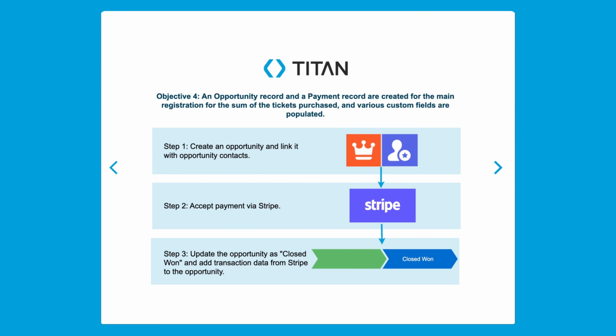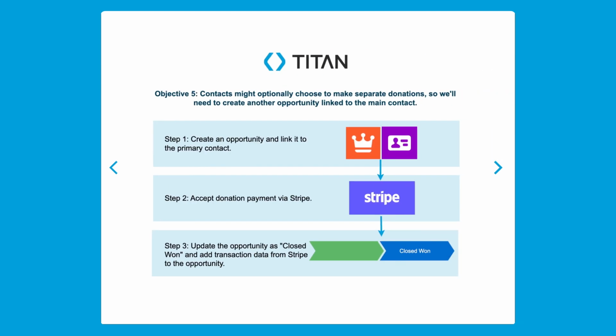Objective number 5. Contacts might optionally choose to make separate donations, so we'll need to create another opportunity linked to the main contact. So step 1, create an opportunity, link it to the primary contact, accept donation payment via Stripe, update the opportunity as closed won, and add transaction data from Stripe to the opportunity.